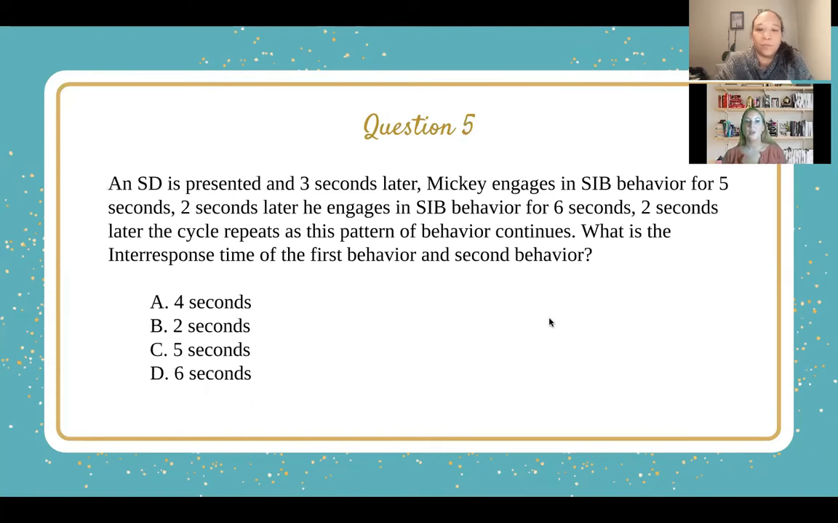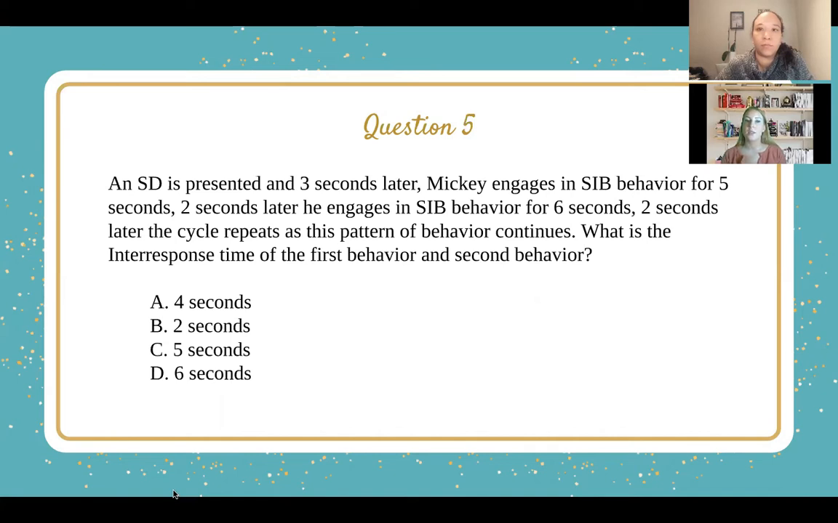Now let's take a look at question 5. An SD is presented, and 3 seconds later, Mickey engages in SIB behavior for 5 seconds. 2 seconds later, he engages in SIB behavior for 6 seconds. 2 seconds later, the cycle repeats as this pattern of behavior continues. What is the interresponse time of the first and second behavior?